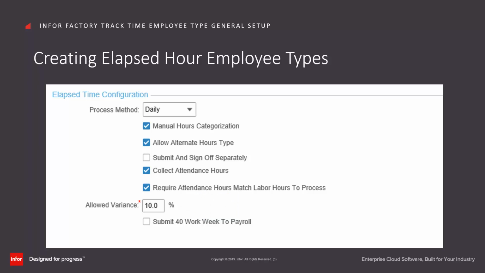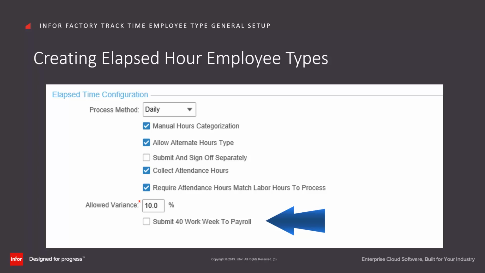To submit the number of hours scheduled in a shift week, set Submit 40 work week to payroll to yes. When set to yes, no labour needs to be entered. When hours are processed, the application will then divide the number of scheduled hours in the shift week by the number of work days in the shift week and create payroll records for each work day. The sum of the payroll detail records will then equal the number of hours scheduled for the week.